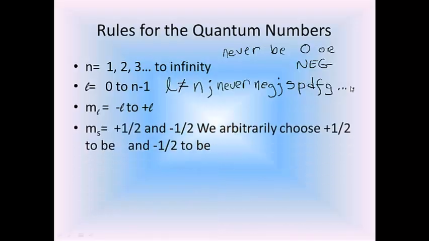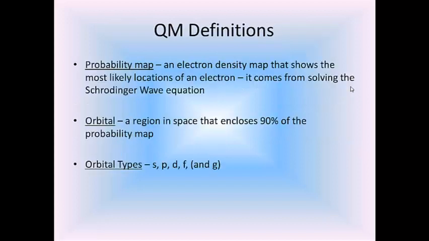And then spin is nice and simple. Now again, something we picked arbitrarily. A positive 1/2 will be a clockwise spin, designated by the up arrow. A negative 1/2 will be a counterclockwise spin, designated with the down arrow. Please put these into memory.